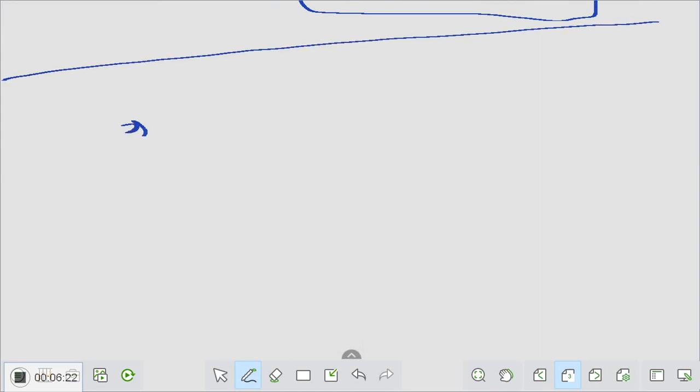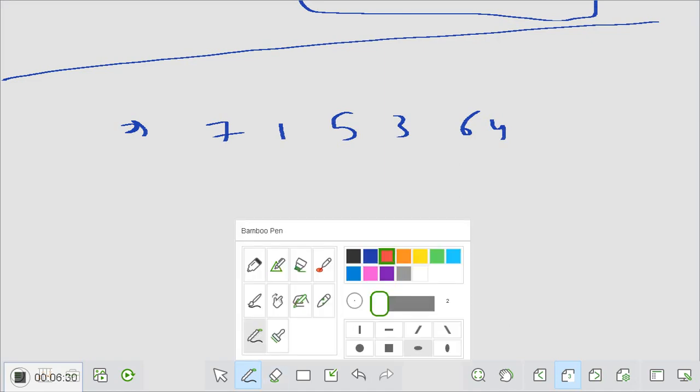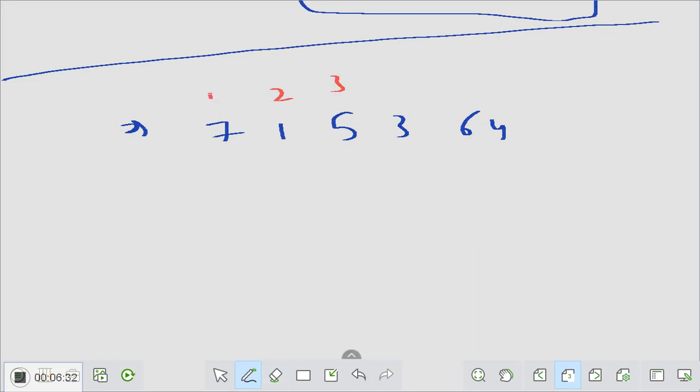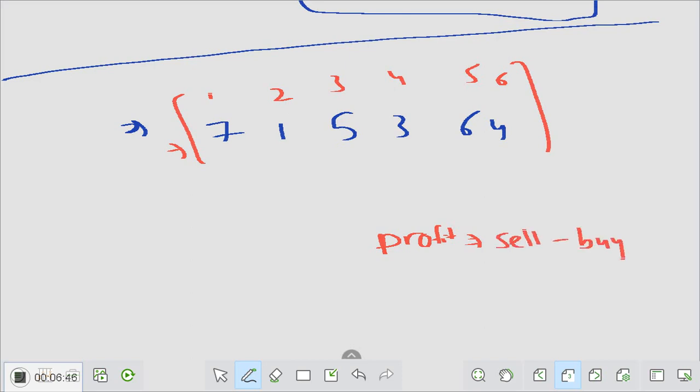I have an array of prices like 7, 1, 5, 3, 6, and 4. These are my days, and let me even write the numbering. This is the first day, second, third, fourth, fifth, and sixth. So these are my days and the price associated with a particular day. Now, what is the formula for profit? I will write my profit as selling price minus buy price, and I have to maximize this profit.